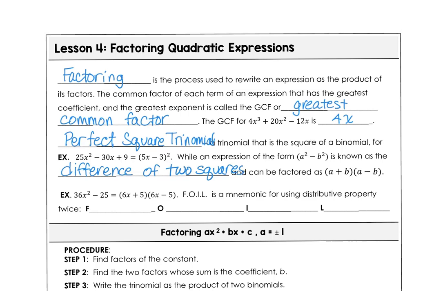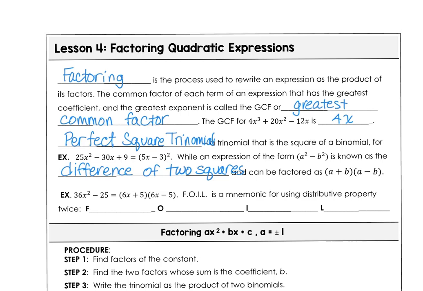36x squared minus 25 is the difference of two squares. 36x squared is 6x times 6x, and 25 is 5 times 5. And notice what happens when you use distributive property. When you multiply 6x times negative 5 and 5 times 6x, those are additive inverses of each other, and that's why we don't have that middle term.